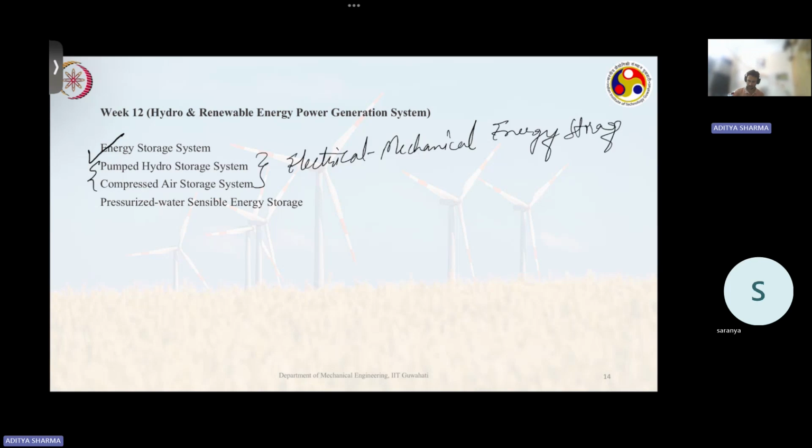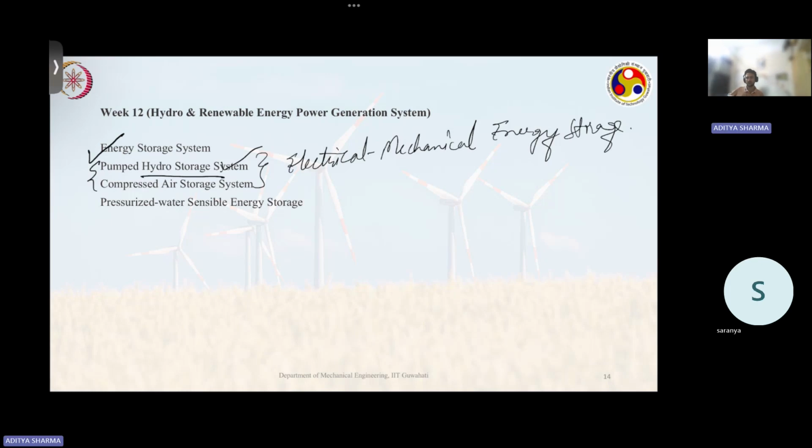This is recent, yesterday only we discussed this. So pumped hydro storage basically is when you have excess energy, then you use this energy to pump up the water to some height so that it attains some head. And when there are peak load requirements, during that time you take help of this pumped hydro energy that you have stored. Okay.